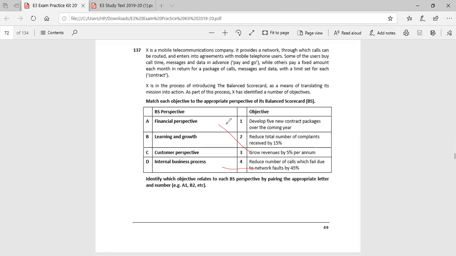B is 1 because B is innovation. Develop 5 new contract packages over the coming year. It is innovation. B is 1. C is reduce total number of complaints received by 15%. So that's the combination.